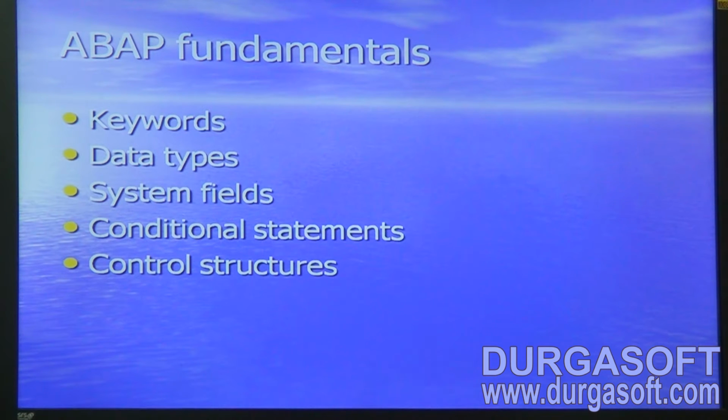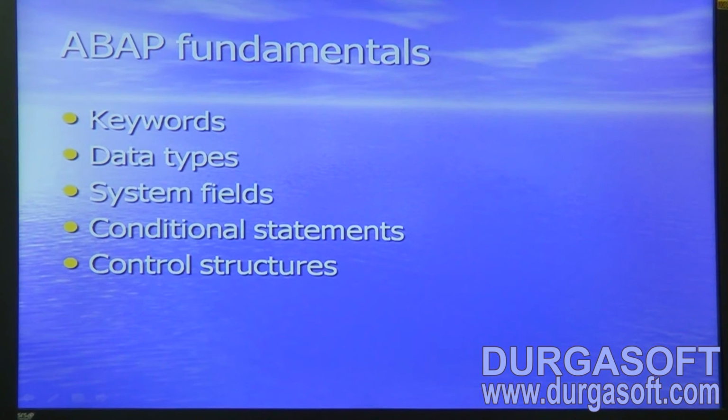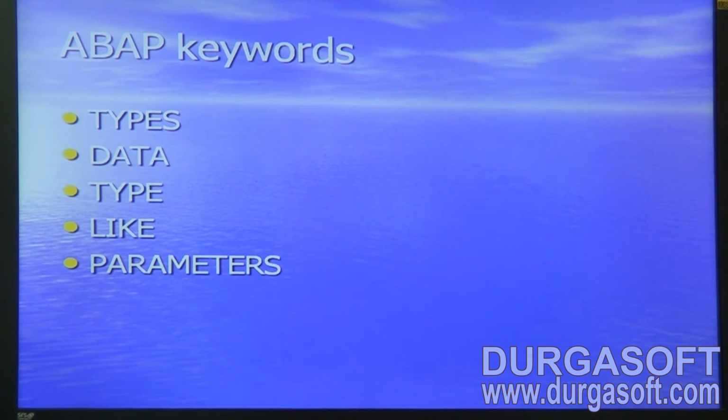So let's start with the keywords. Here we have the keywords and data types. First of all, let's discuss the keywords. What are the ABAP keywords? The first one is types and data, the third one is like, the fourth one is type, and the next one is parameter.